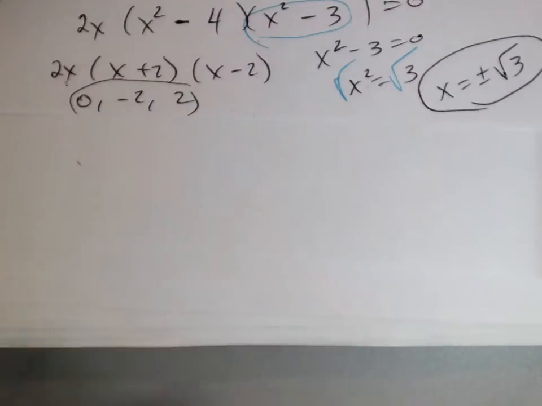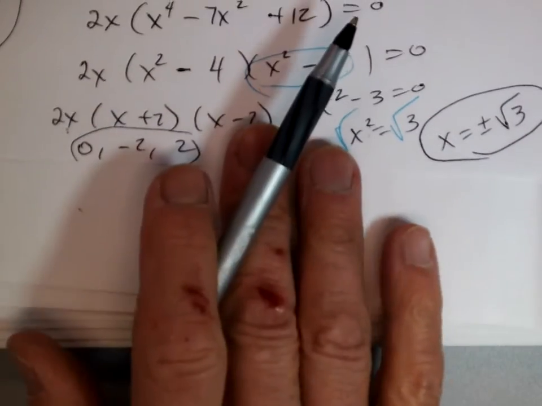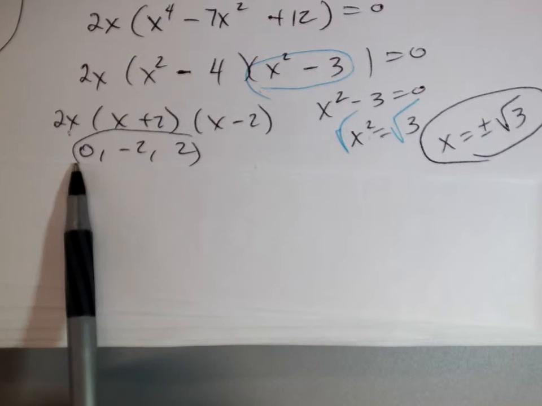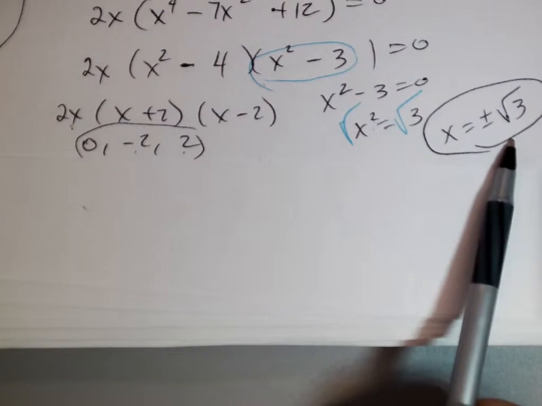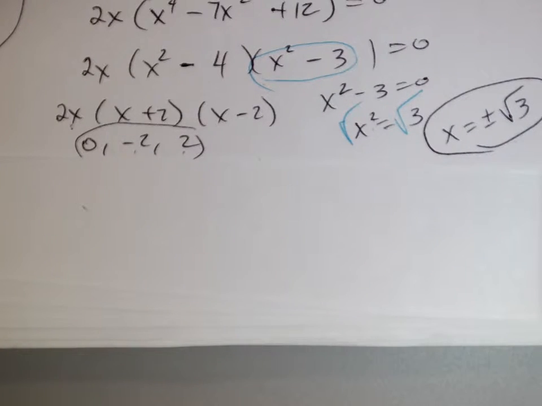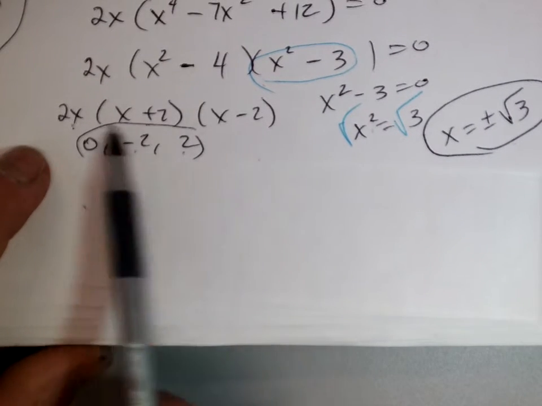So I did get 5 answers. I really did get 5 answers. I got a 0, negative 2 and a 2, and I got a plus or minus the square root of 3, okay? I really got 5 answers. Yeah, from here, right? From factoring that.